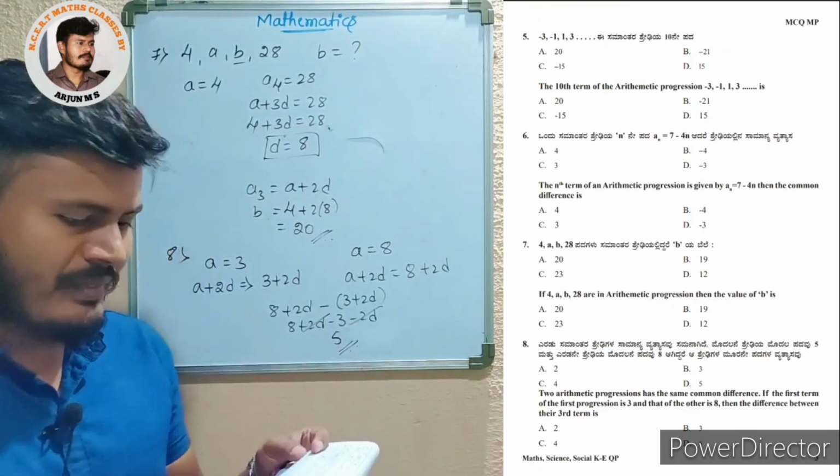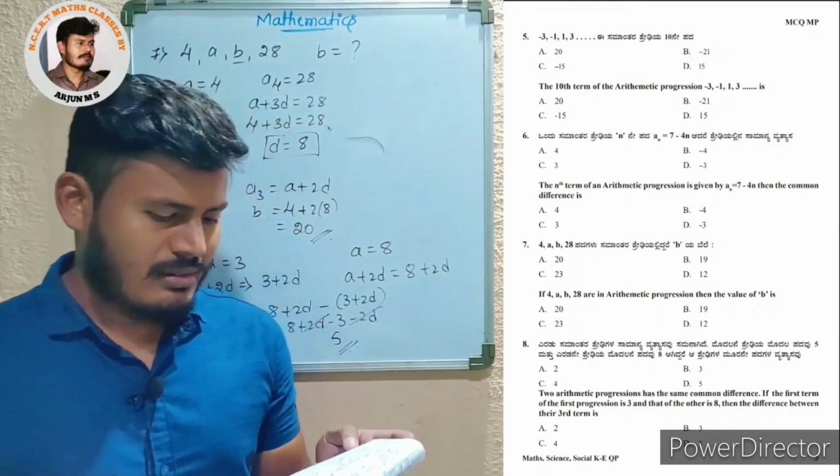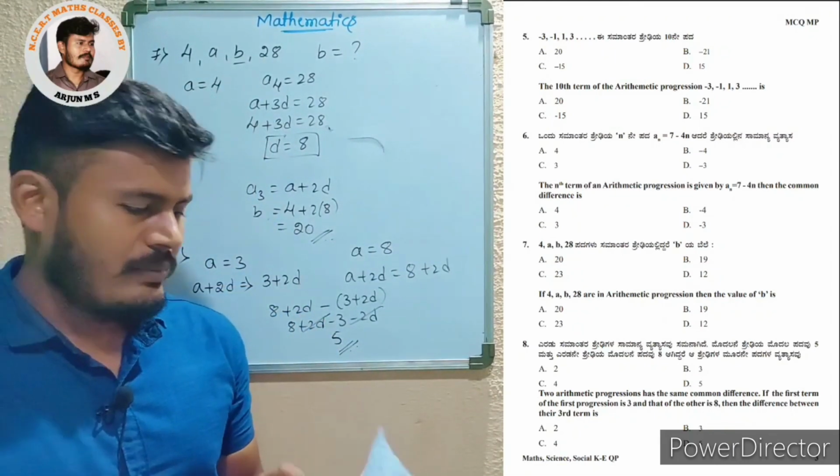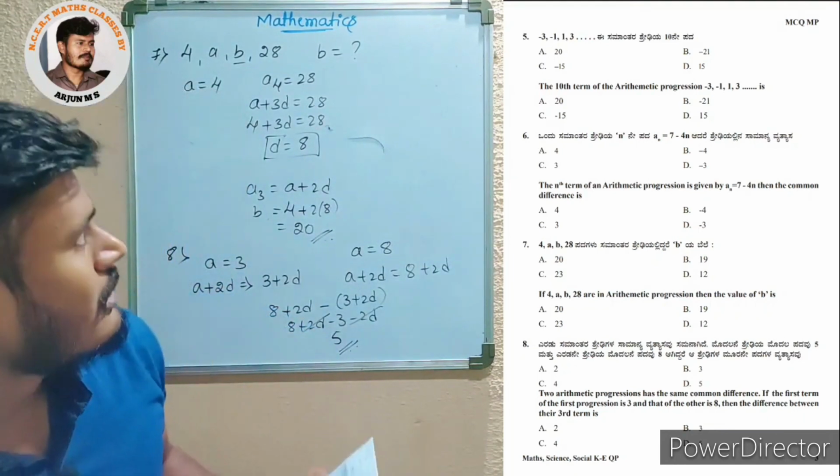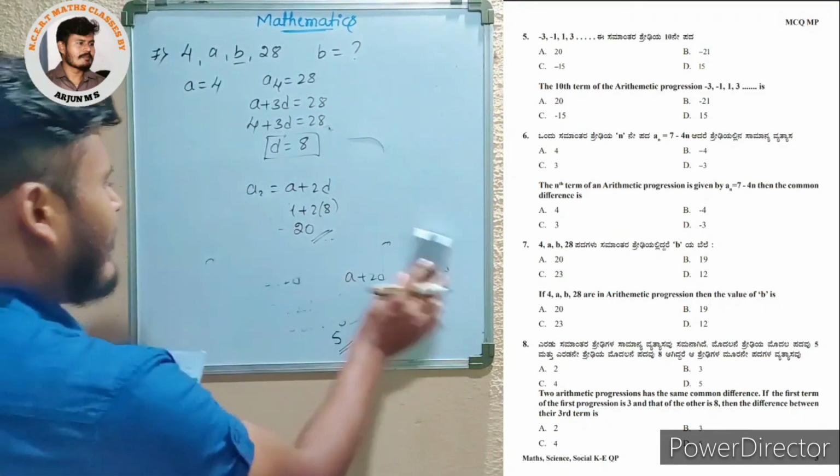So option, sorry, wait a second, option D, 5, is the correct answer. Now we're moving on to the 9th question.